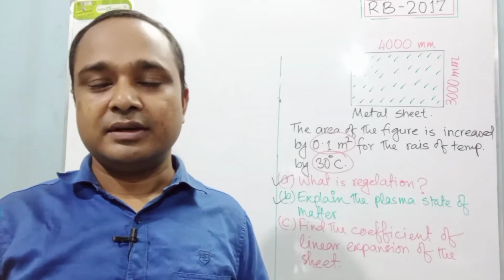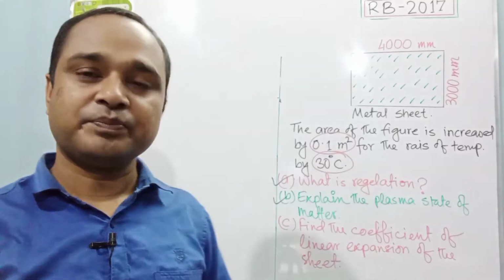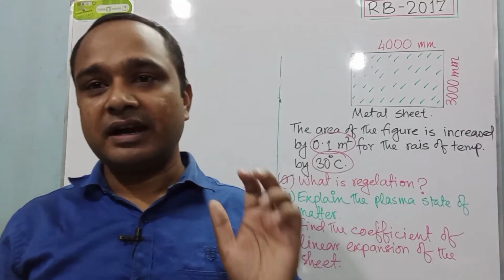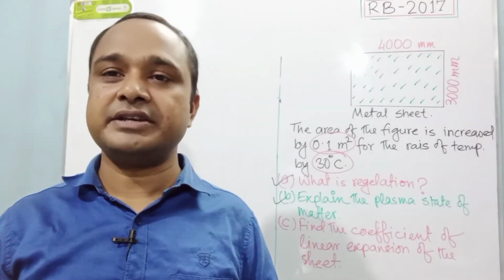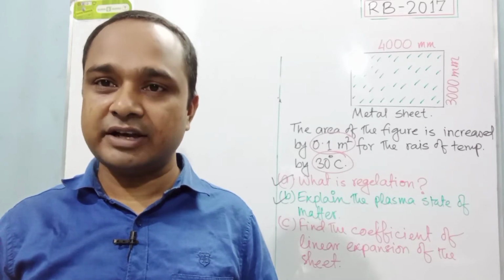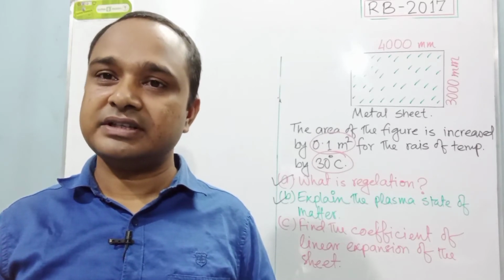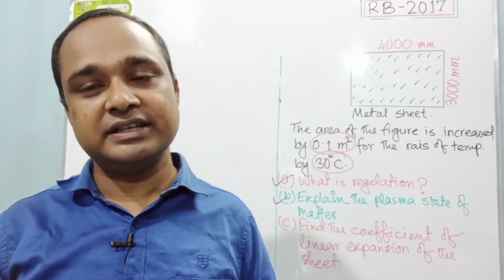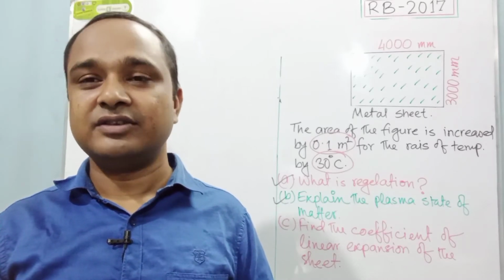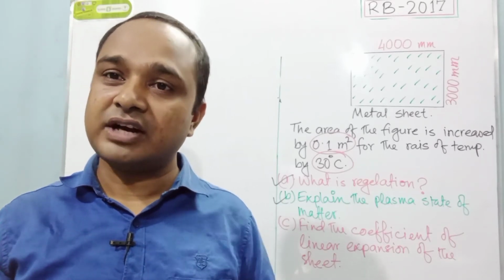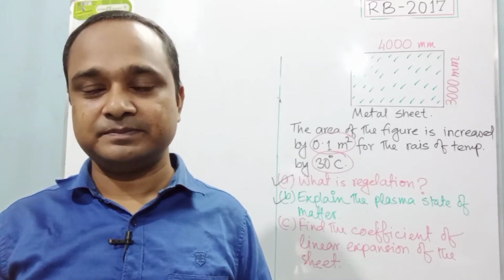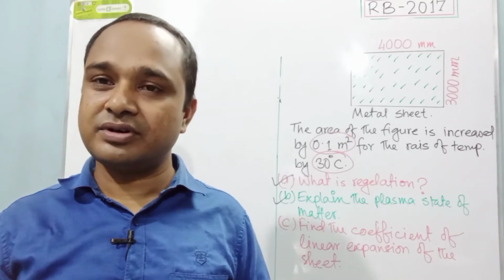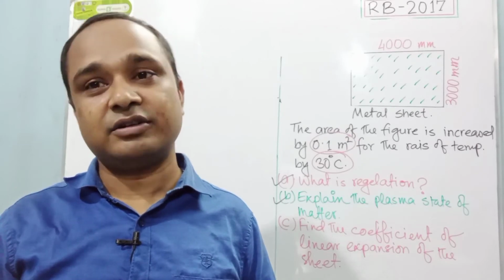Actually, plasma state of matter is an ionized gas at very high temperature. It is an ionized gas, so it can conduct electricity. Plasma state is formed at 5000 degrees Celsius temperature. Right? The main source of plasma is our sun.